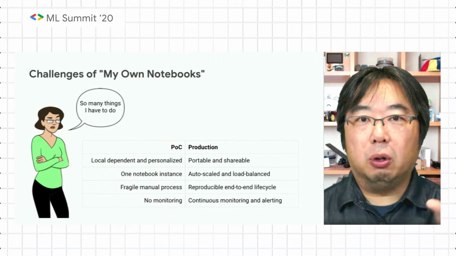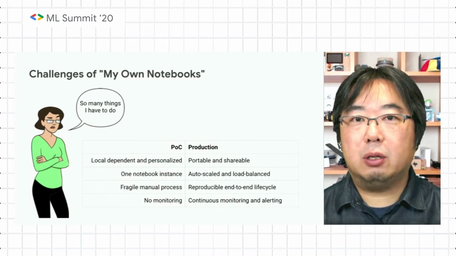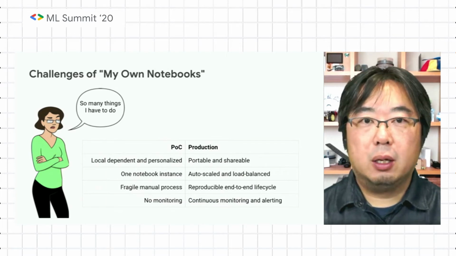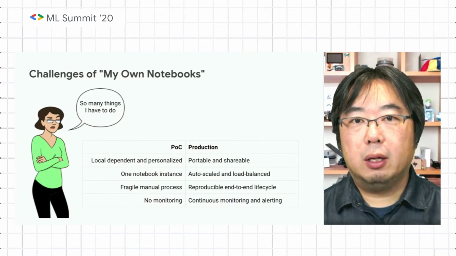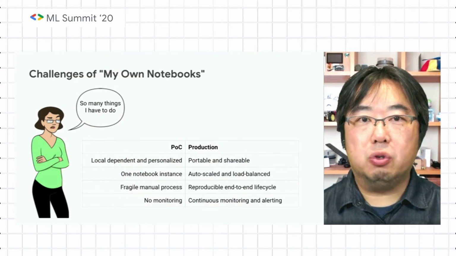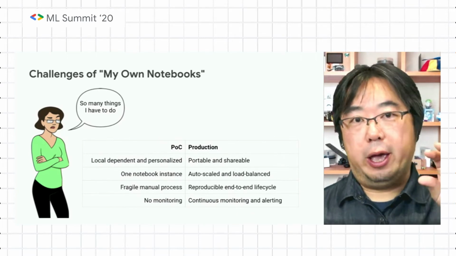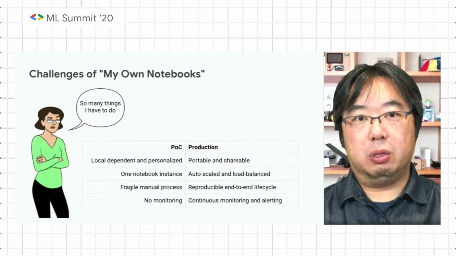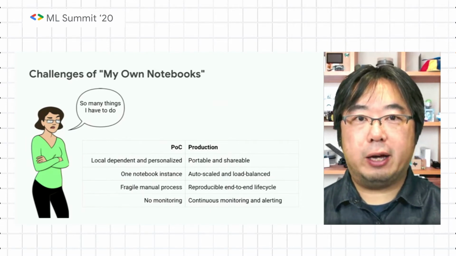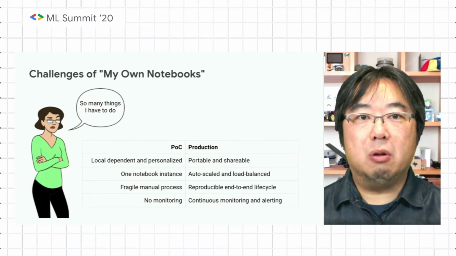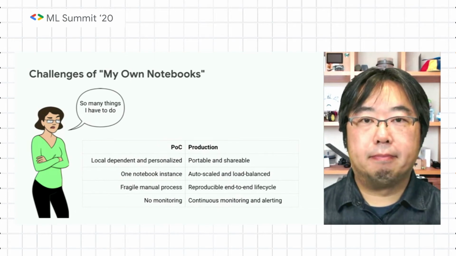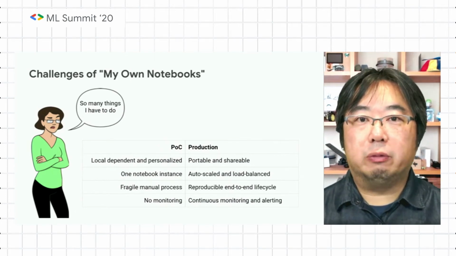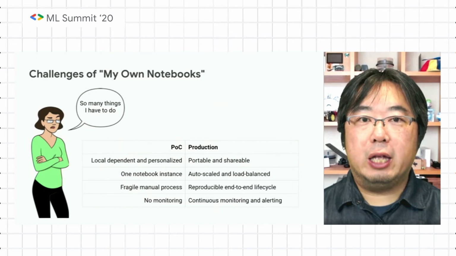In many cases, each notebook written by the data scientist could be locally dependent or personalized to a certain person. Instead, in a production system, you have to make everything portable and shareable. And a single notebook instance cannot support the 10 million users. Instead, you always have to have multiple instances running on the scalable infrastructure with auto-scaling out and auto-scaling in features with load balancing. Any incoming request should be dispatched with a load balancing algorithm. And also, you cannot depend on fragile manual processes. Instead, everything should be automated and reproducible with the end-to-end lifecycle.